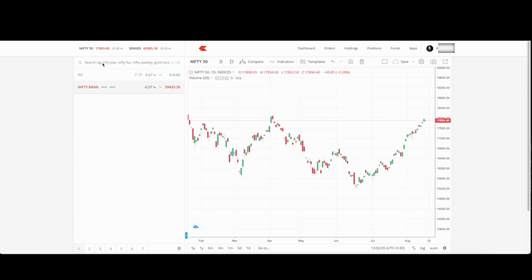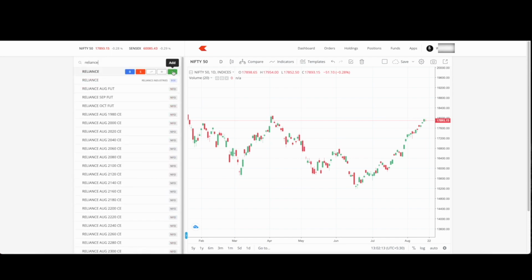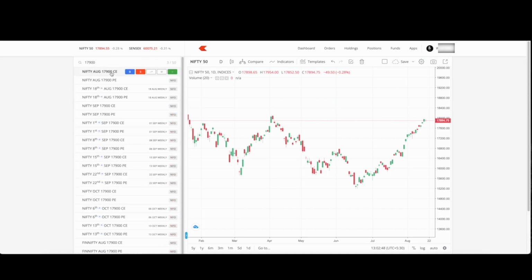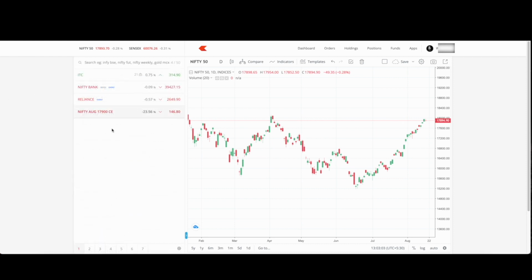Now let's add one more stock. Let's say Reliance. I can add this stock also to my watch list. Now if you want to search for a particular strike price, let's say 17,900, you can just type here 17,900. So here you have an option to choose a call option or a put option. You can add that also to your watch list. Now all these stocks which you have added here will always be visible for you. Intraday allows you to add up to 50 stocks here, and this is the first watch list. If you go to the second watch list, in this you can add up to 50 stocks. Like this, you will have up to 7 watch lists available for you.